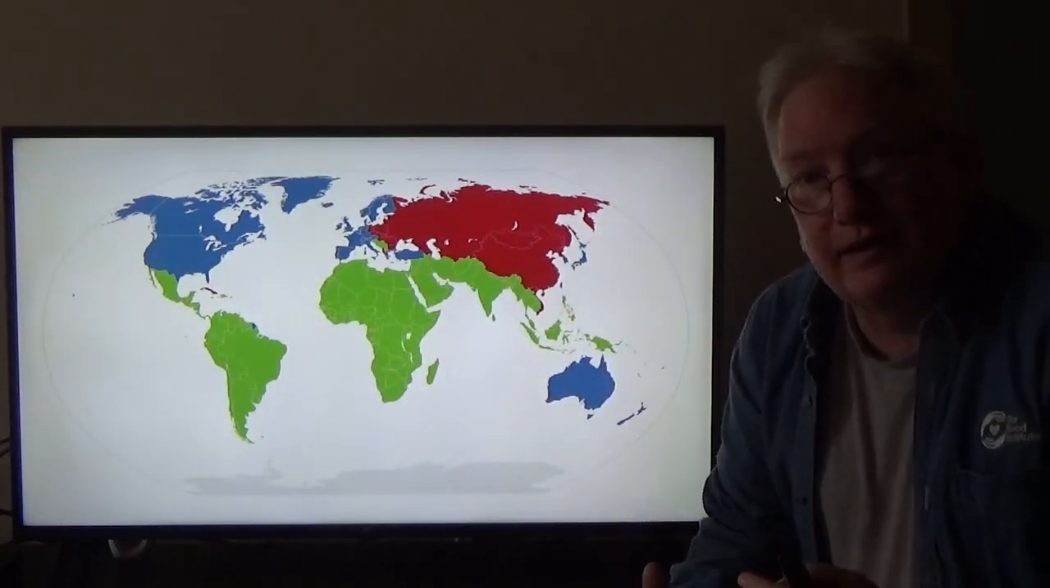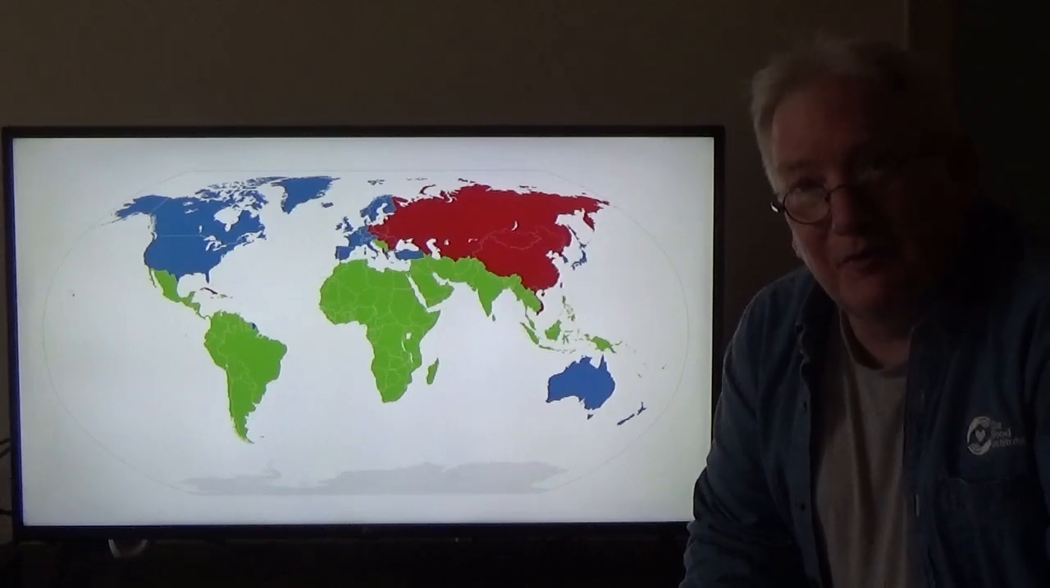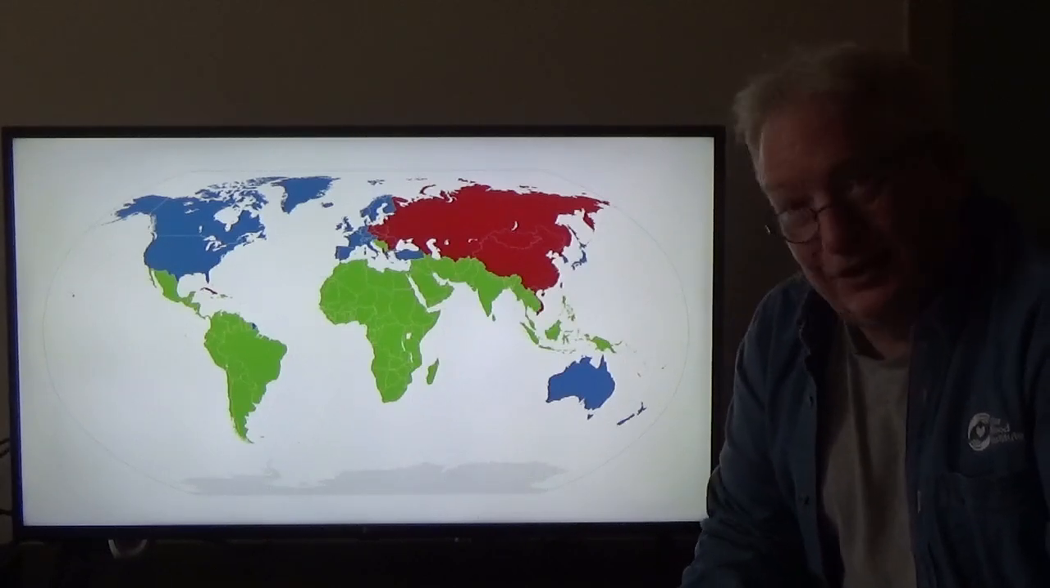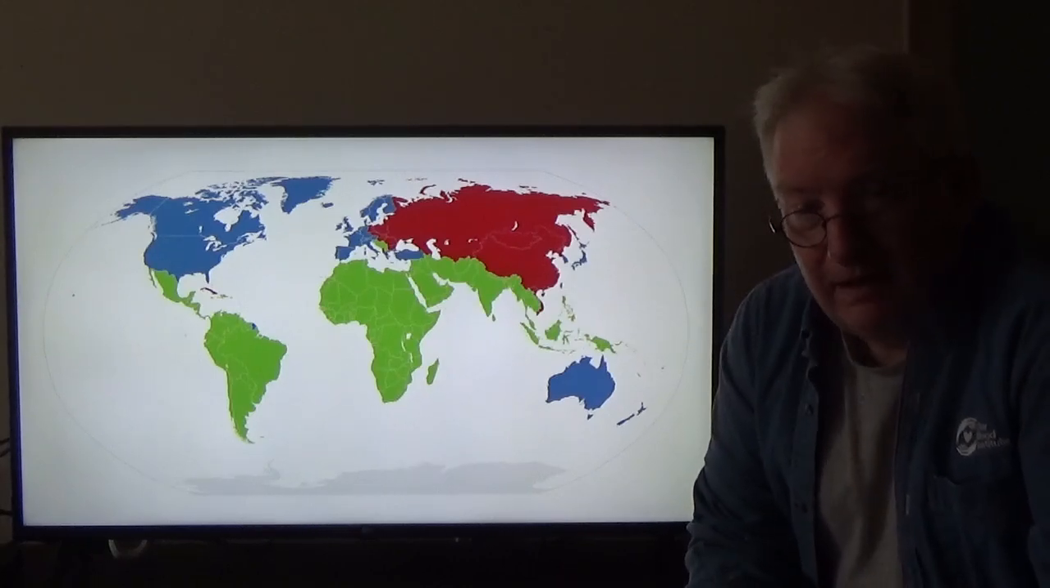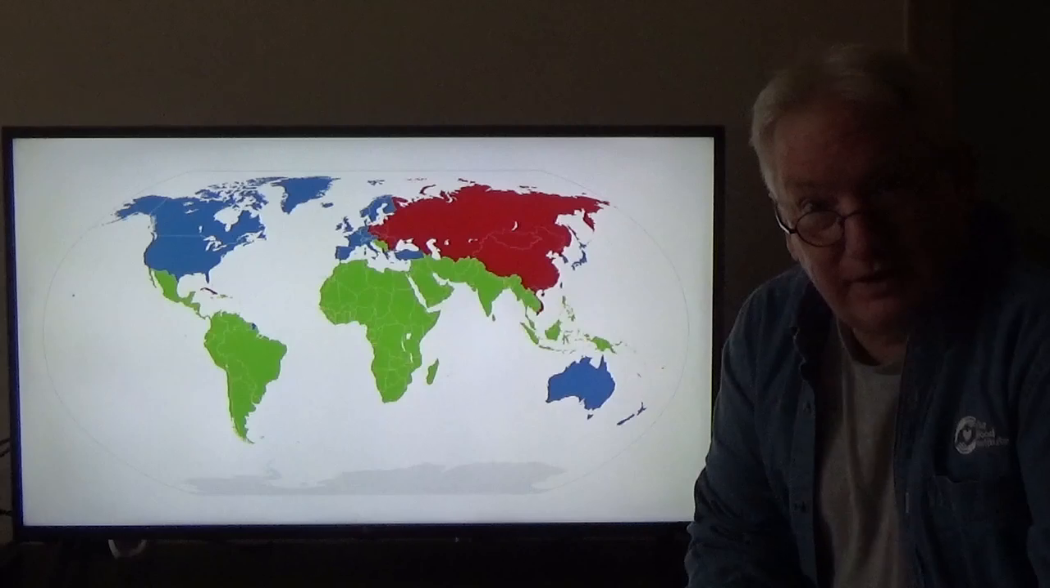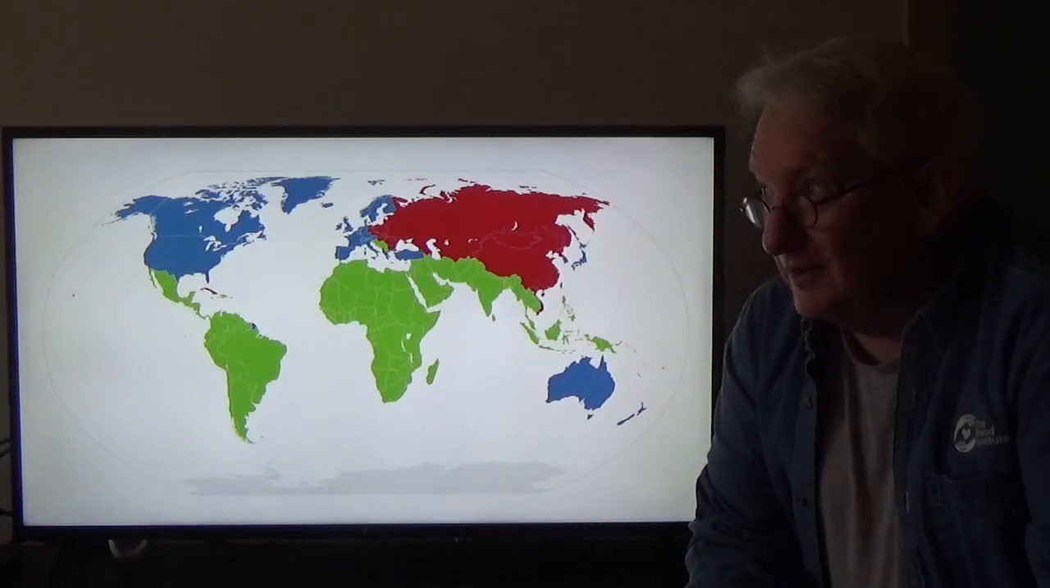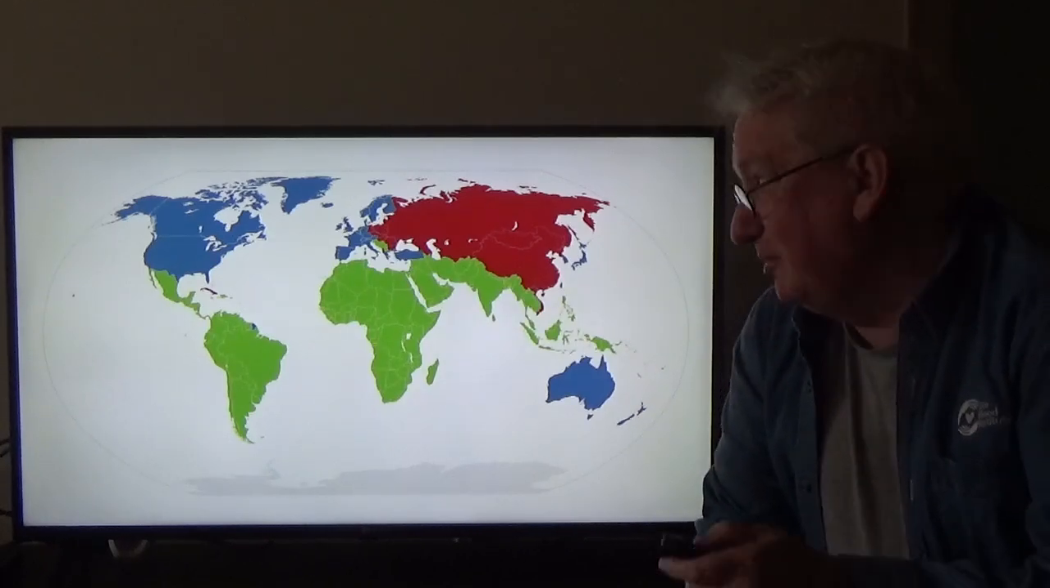So this is the world that I grew up in. The good guys in blue, the bad guys in red, and the rest in green. It's the world I grew up in. And so that would be your parents if they're my age, and certainly your grandparents.